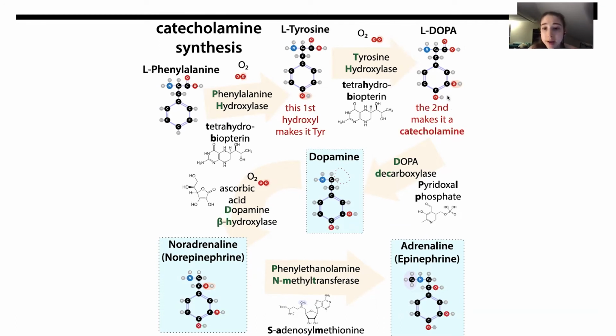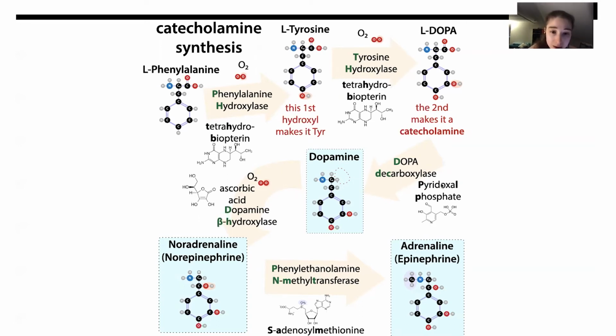Okay, so now we've made a catecholamine. We have this L-DOPA, but we now want to make it like a neurotransmitter or a hormone. We've made it more soluble, but now we need to do more stuff to it. So the next step is done by another enzyme, DOPA decarboxylase.